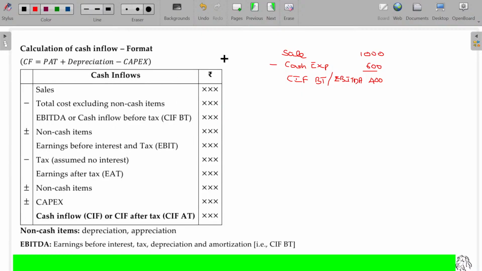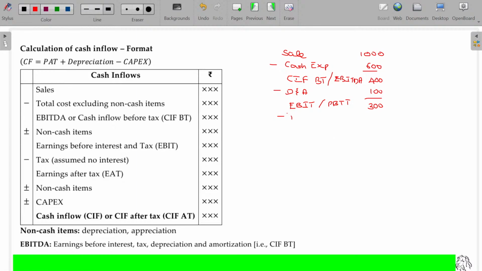Now, from there you subtract the non-cash items, meaning depreciation and amortization. Maybe the depreciation for the period being 100, I subtract that. After subtracting this, the value I get here is called EBIT, earnings before interest and tax. Otherwise, it may be named as PBIT, profit before interest and tax, where the E can be replaced with P also. So both are the same. Predominantly, we call these EBITDA and EBIT. Some others may prefer using PBIT, which communicates the same message.